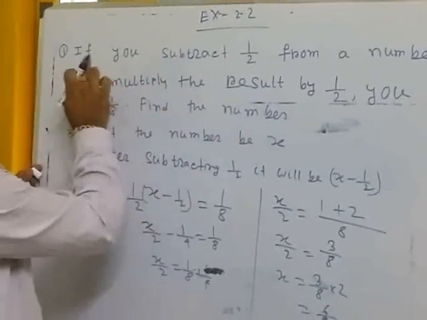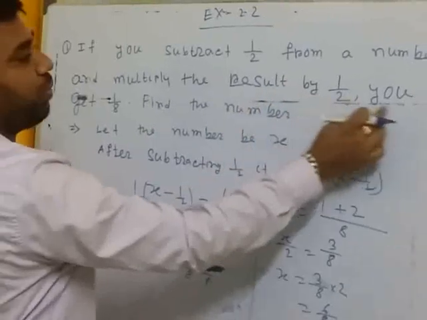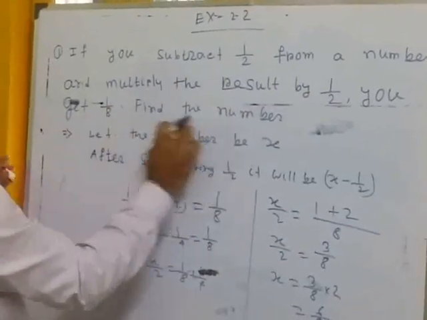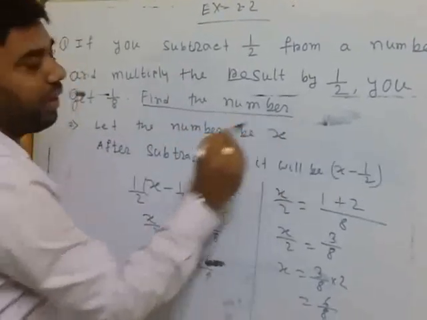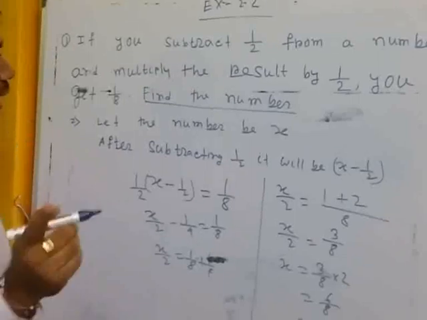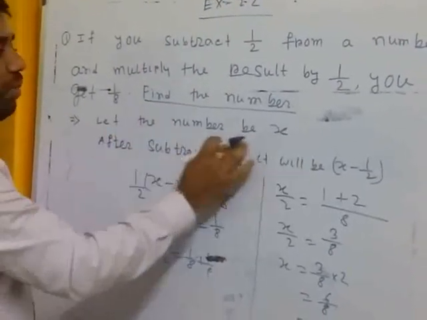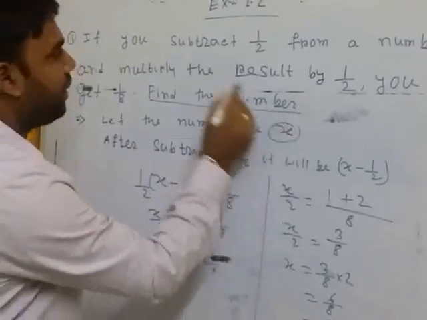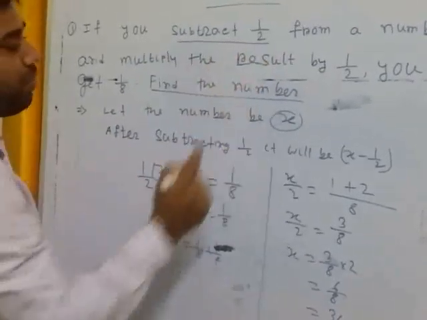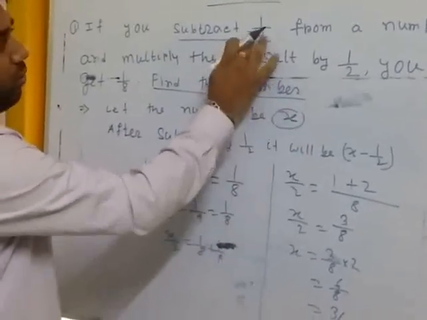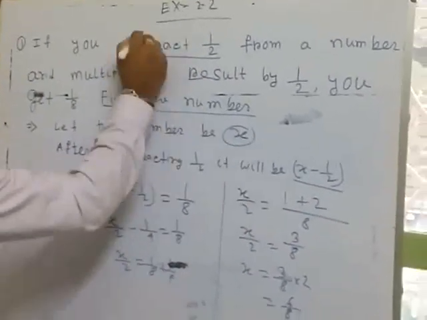Exercise 2.2, the first question is: if you subtract 1 by 2 from a number and multiply the result by 1 by 2, you will get 1 by 8. Find the number. First of all, the question asks to find the number, so let the number be x. Then it is given that subtract 1 by 2. After subtracting 1 by 2 from x, that is x minus 1 by 2, that is the first condition.